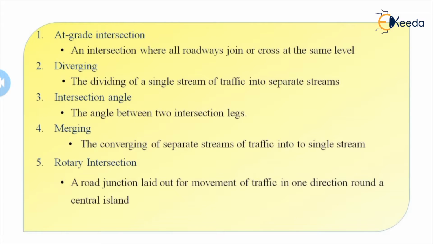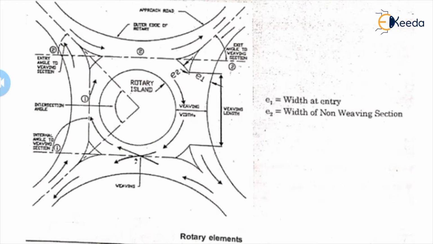And then the rotary intersection: a road junction laid out for movement of traffic in one direction round a central island. So this is a typical form of the rotary, where there is one rotary island with a specific radius, and there is E1 and E2. E1 is the width at entry, that is, where the vehicles are approaching the rotary, and this is the width of exit, that is the exit width. Entry and exit width.